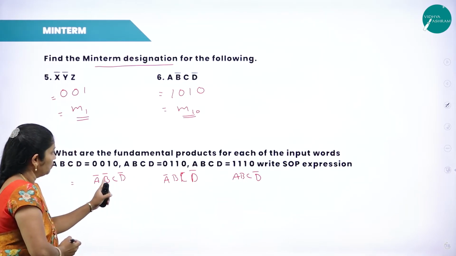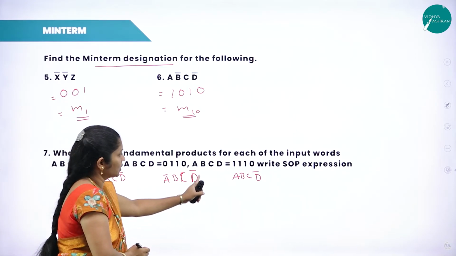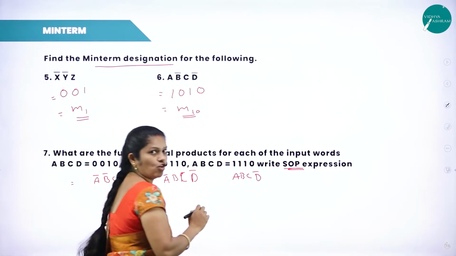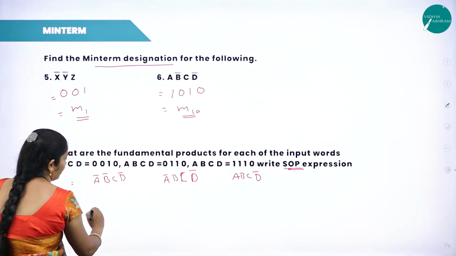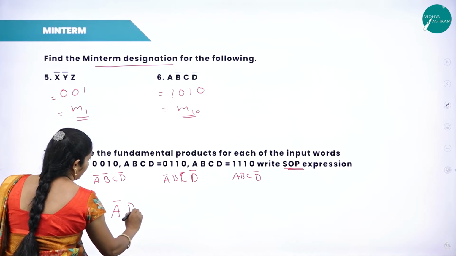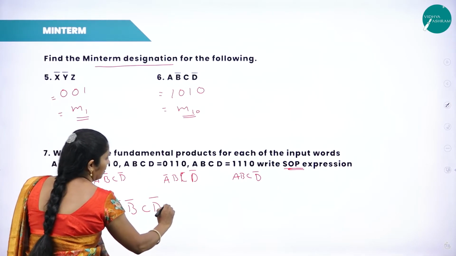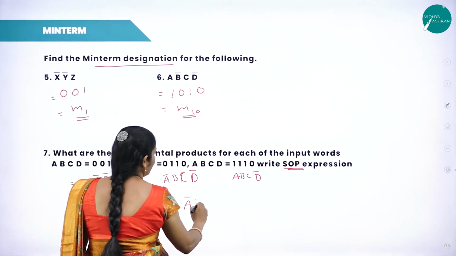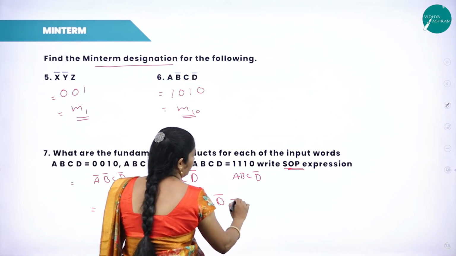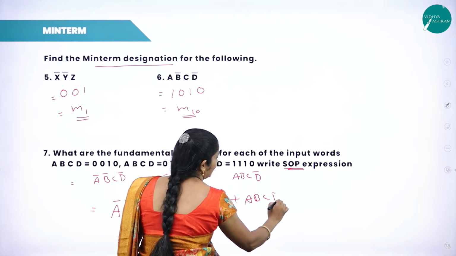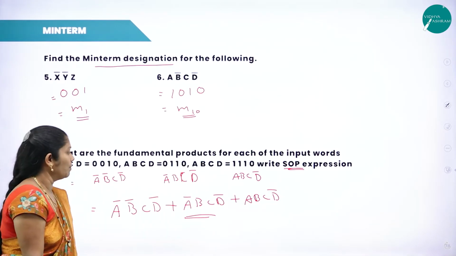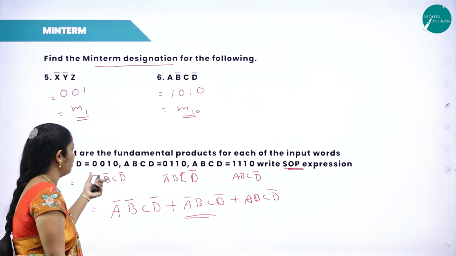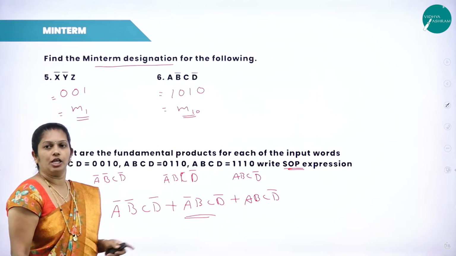See here, first 2 bar and then last 1 bar. Only for the last one, that is bar. You have to find the SOP form, sum of product form. Then the final expression: A, B bar, C, D bar, plus everything you have to represent by the plus operator: A bar, B, C, D bar, plus A, B, C, D bar. For 1 or 2 marks, you may get this type of question. In the question itself, they will mention the values, and you have to find only the SOP expression.